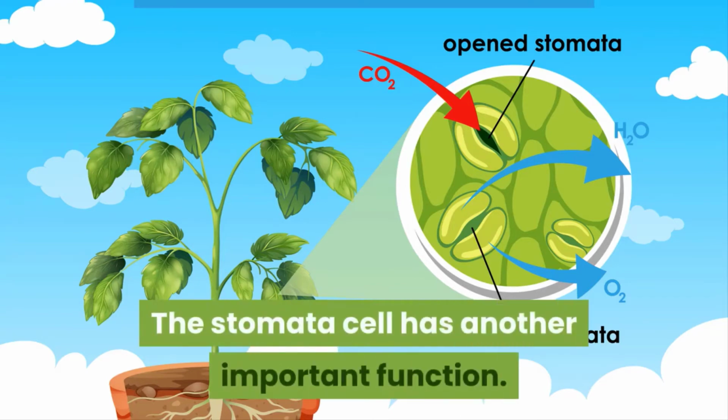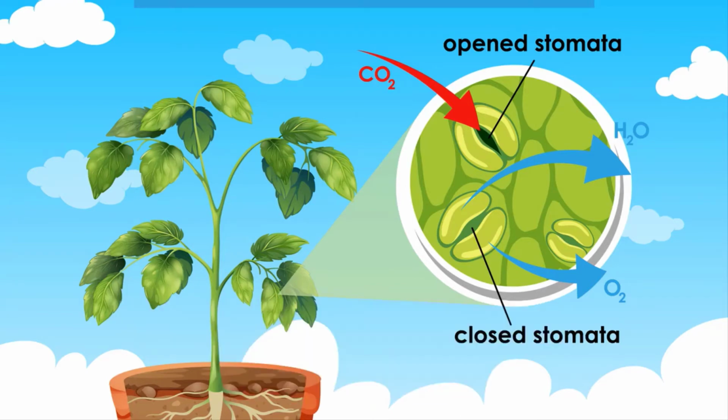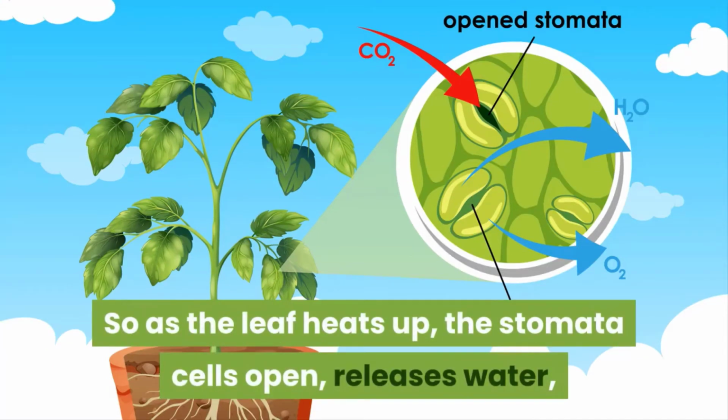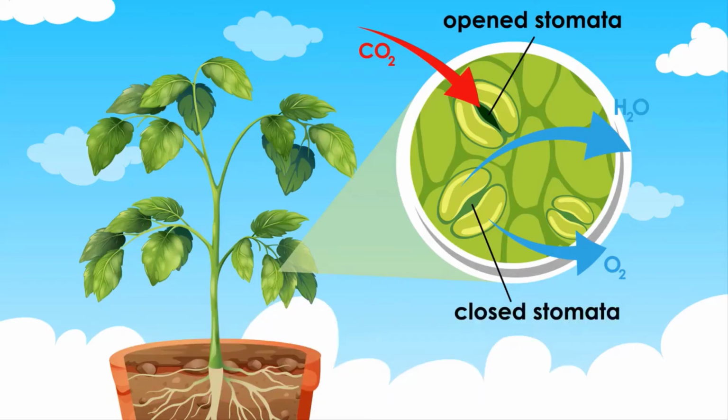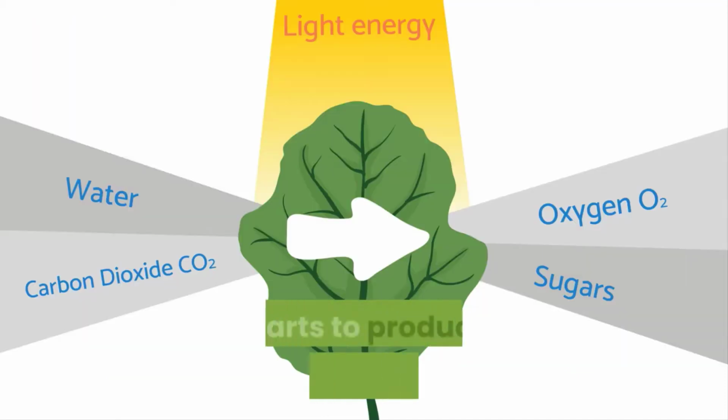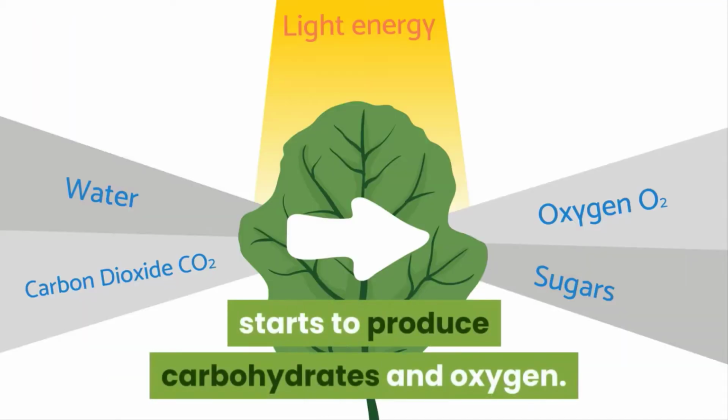The stomata cell has another important function. The stomata cells serve as the entry and exit point for any gas exchange of the plant. So as the leaf heats up, the stomata cells open and release water. At the same time, the plant starts to take up carbon dioxide out of the atmosphere. With the process of photosynthesis, the plant starts to produce carbohydrates and oxygen.